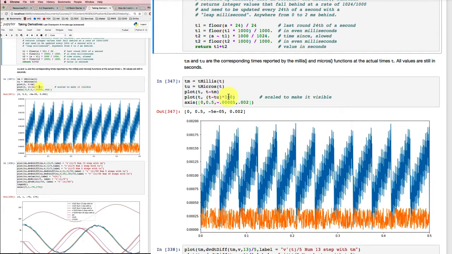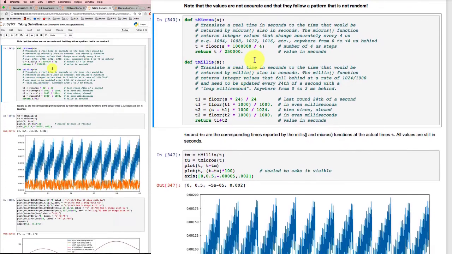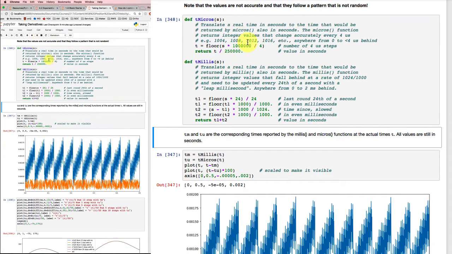And the one for the micros function here, I've scaled it up just to make it visible. Scaled it up by 100 times. So let's see what happens here. I'll run this cell. That just generates or defines those functions. And then I'll run this cell.